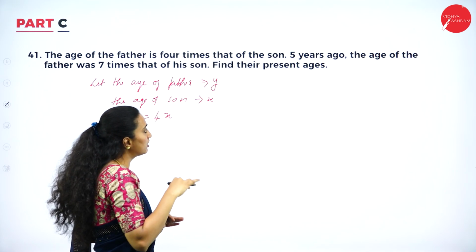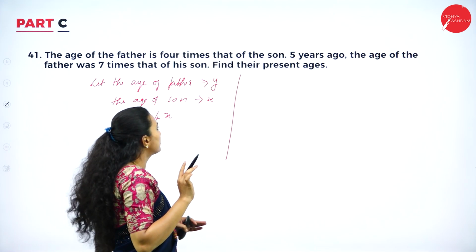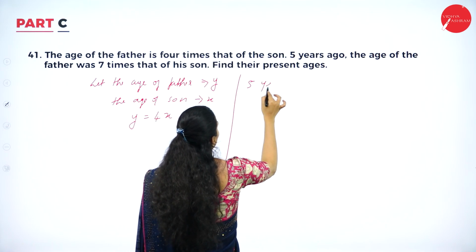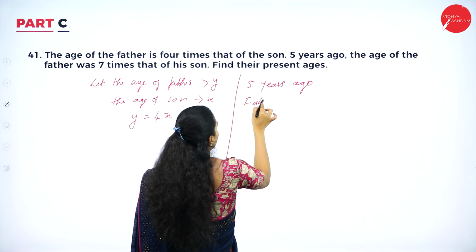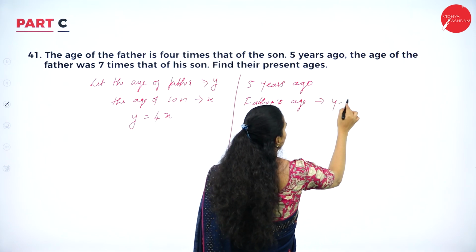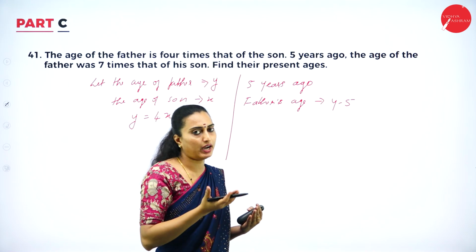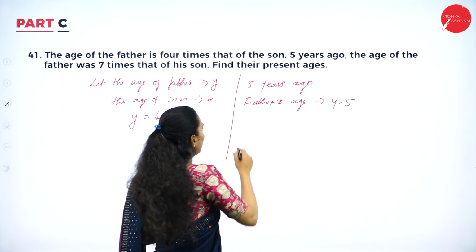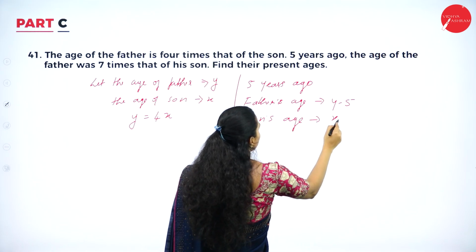Next condition, 5 years ago. 5 years ago means what? The age of the father was 7 times that of his son. Find their present ages. So therefore you can have 5 years ago, the father's age was y minus 5. Why? 5 years ago means you have to go back, so I am subtracting 5 years from the father's age. Father's age, I have taken it as y. Similarly, the son's age will be x minus 5.